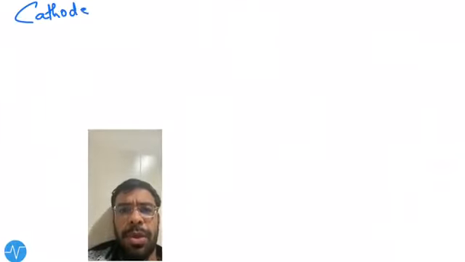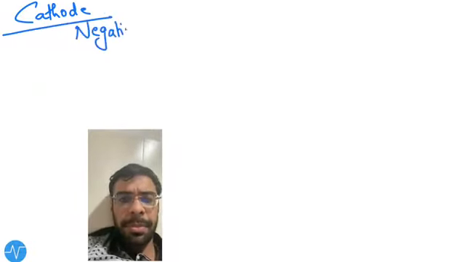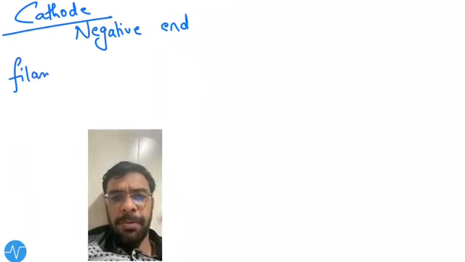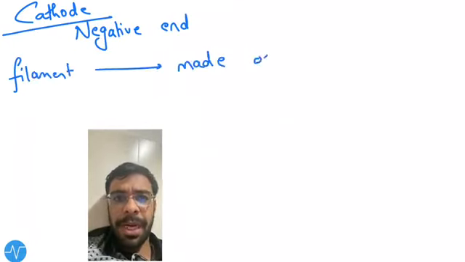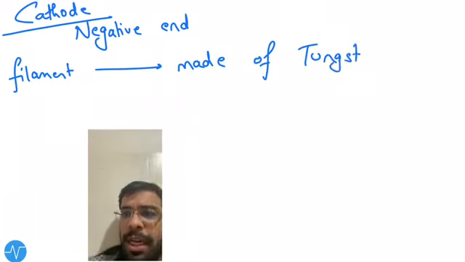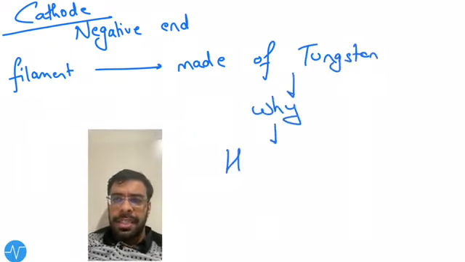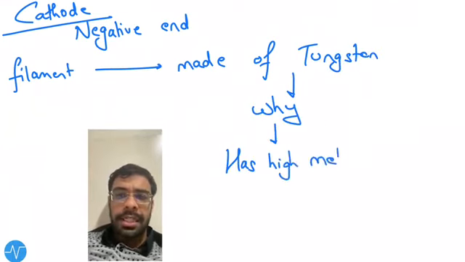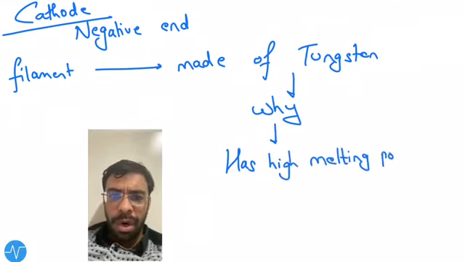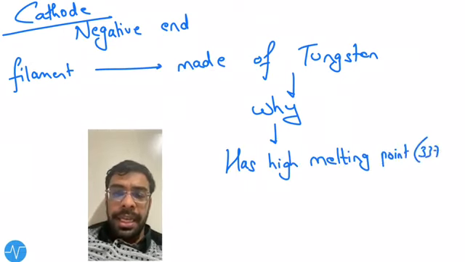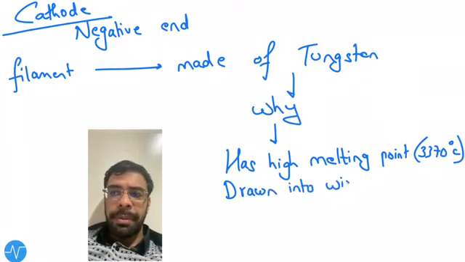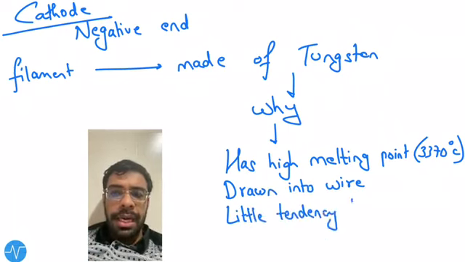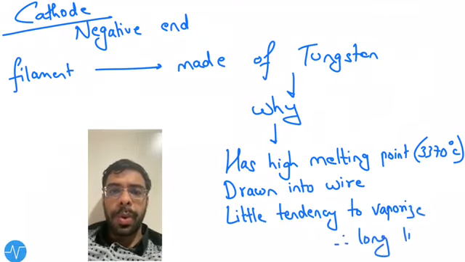Now let us learn about the cathode. Cathode is the negative end of the terminal. It consists of filament, focusing cup, and wire. Let's learn about the filament. Filament is made up of tungsten. Why tungsten? First point, tungsten has a high melting point. What is the temperature? It is 3370 degrees Celsius. Second point, it can be drawn into wires. Third point, it has little tendency to vaporize. Therefore, it will have a long life expectancy.